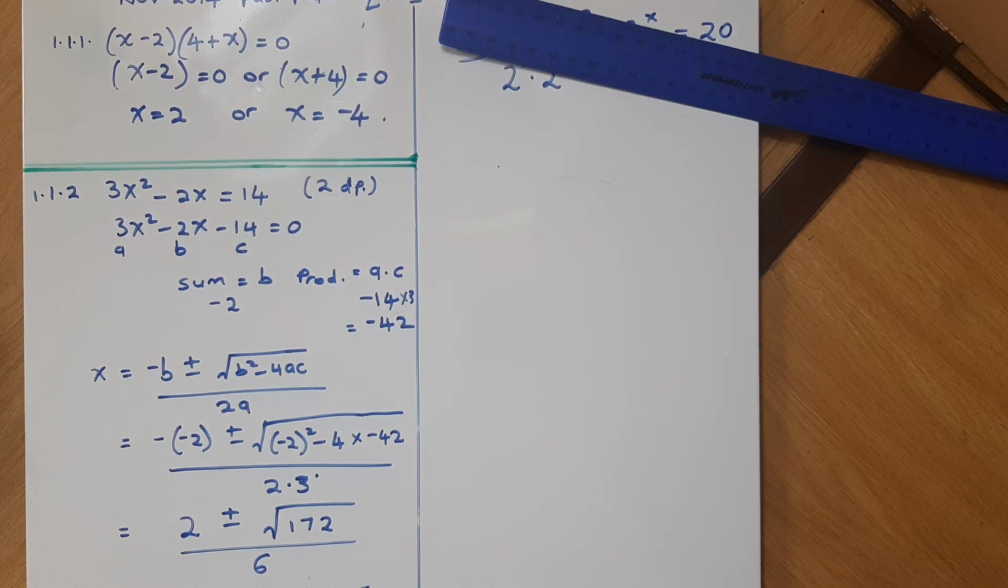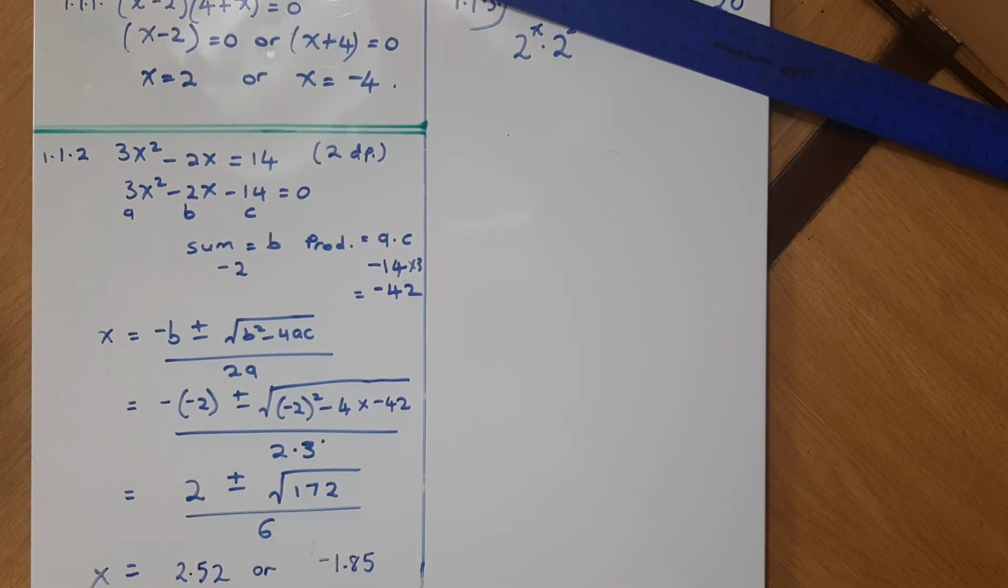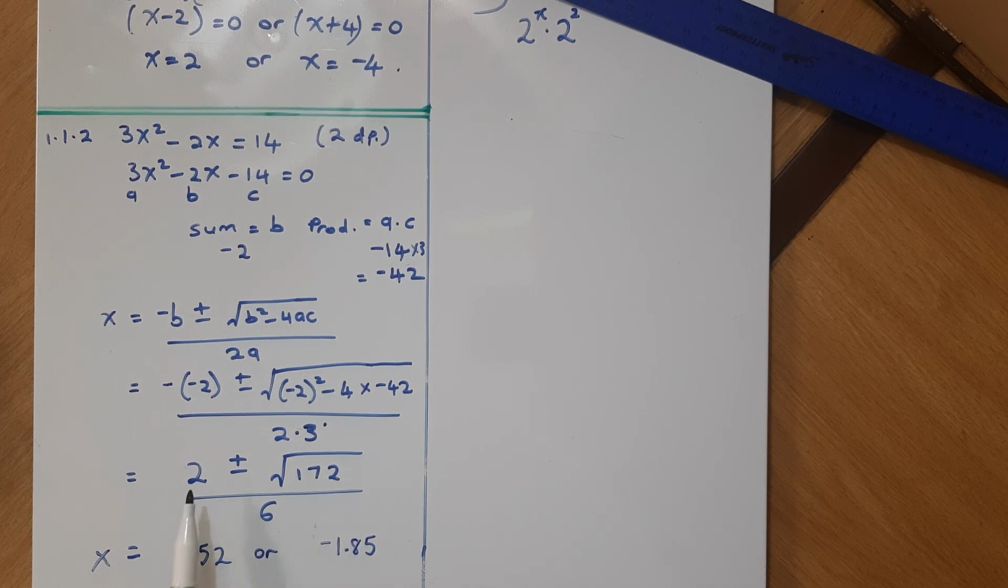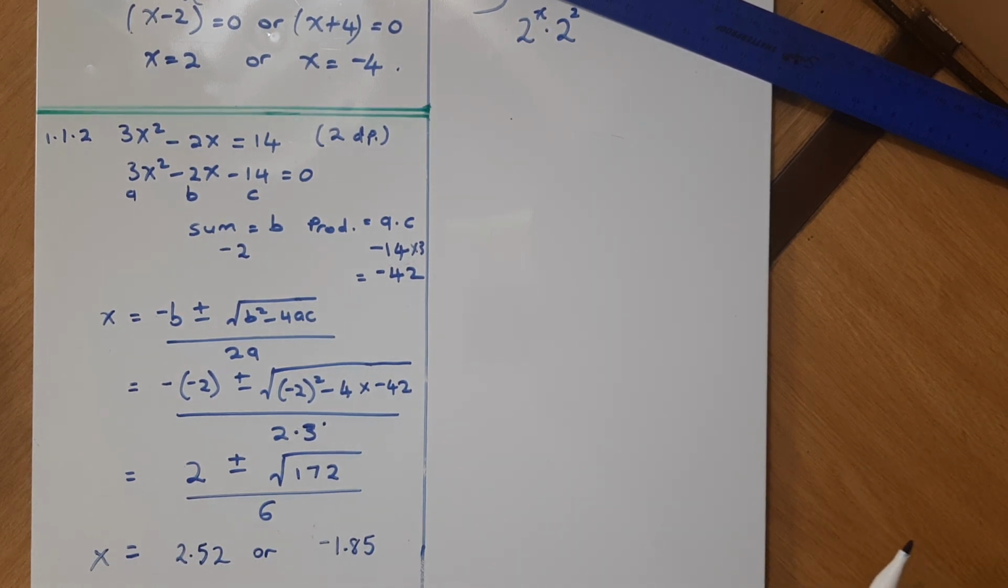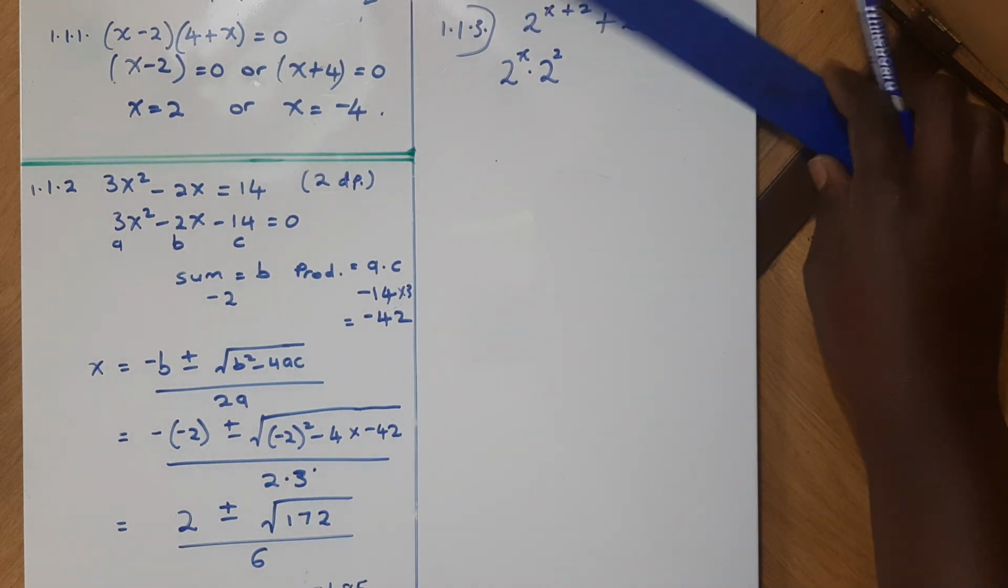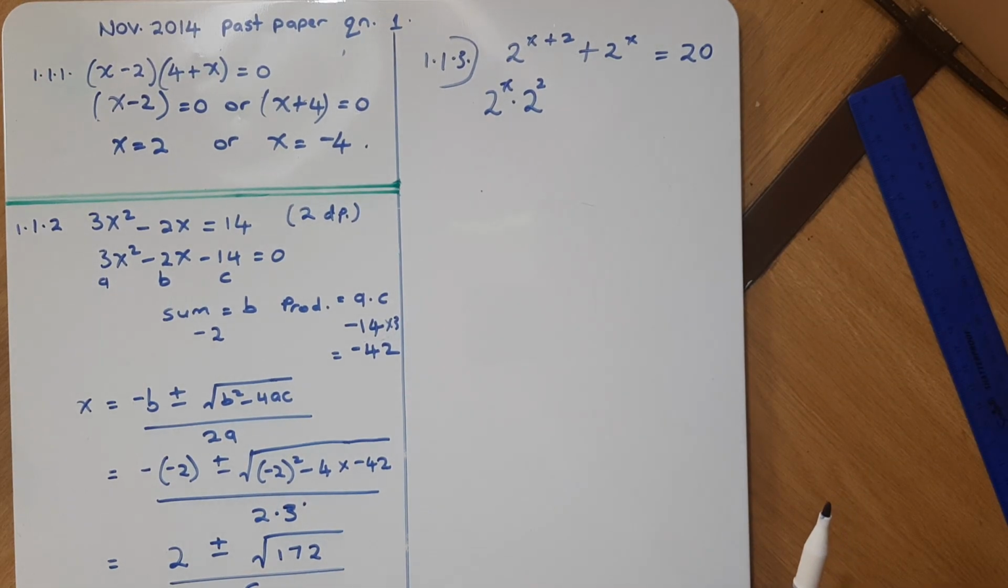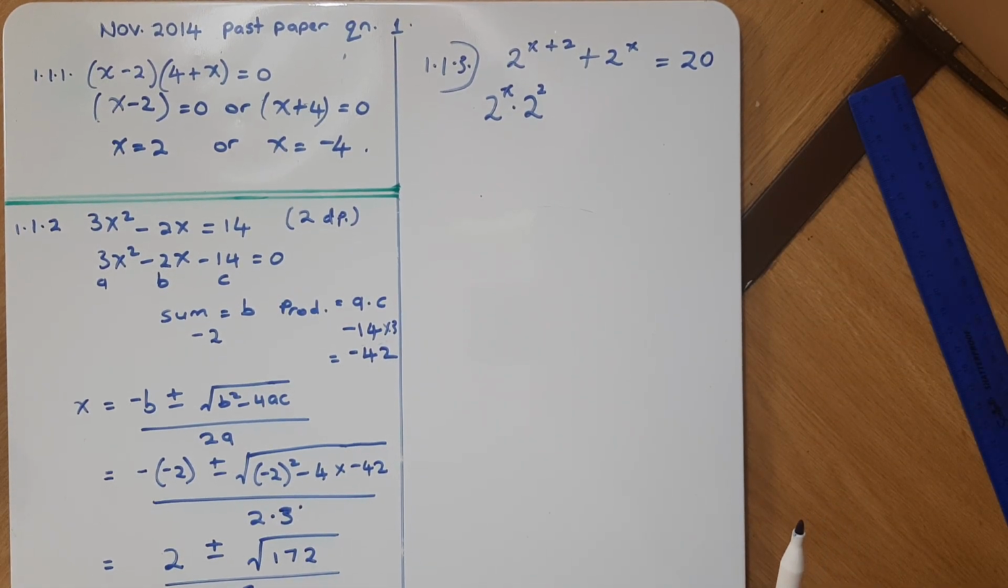So from the previous video, you punch these into your calculator and get your two values, 2.52 and minus 1.85. So what we are looking at next is question 3 of part 1.